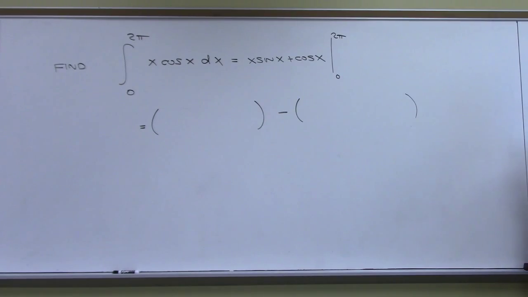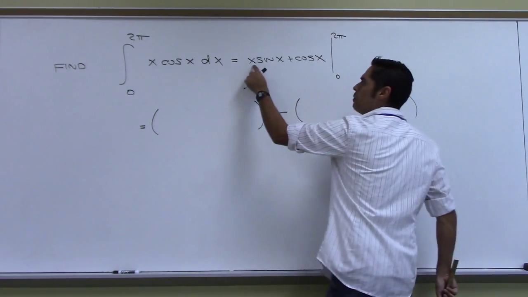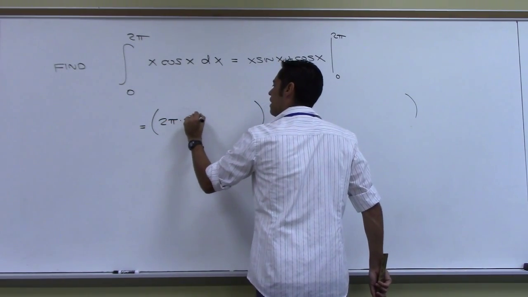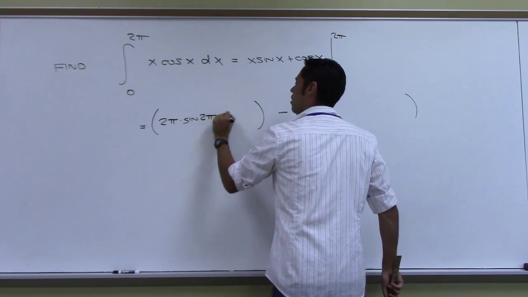Okay. All right, so let's plug in 2 pi for x. So we get what? 2 pi times sine of 2 pi plus cosine of 2 pi.